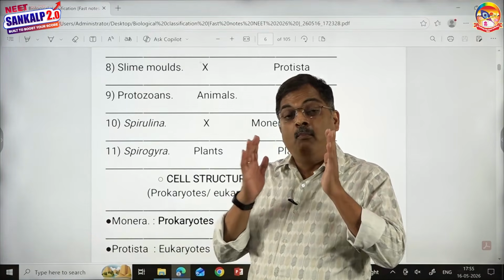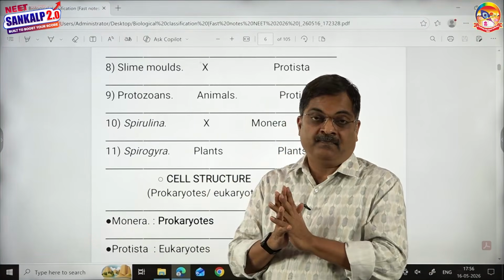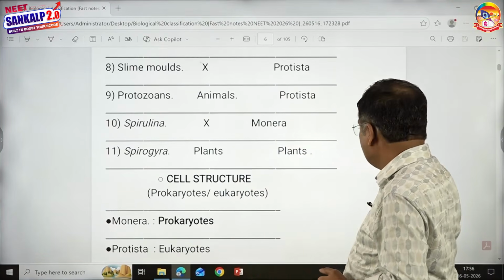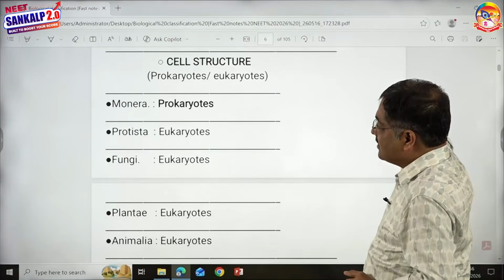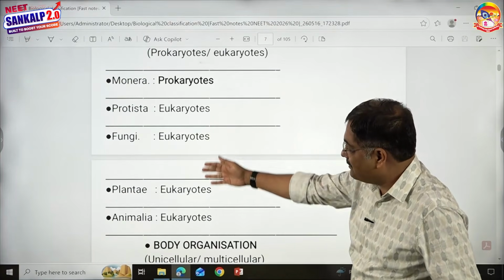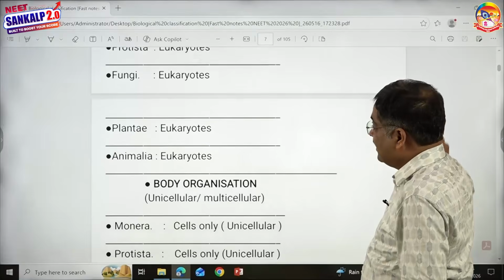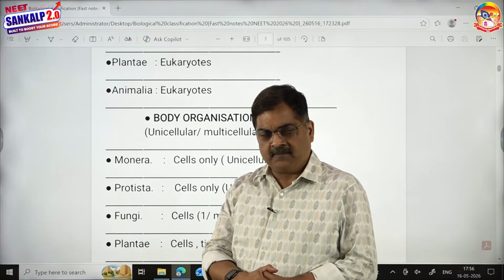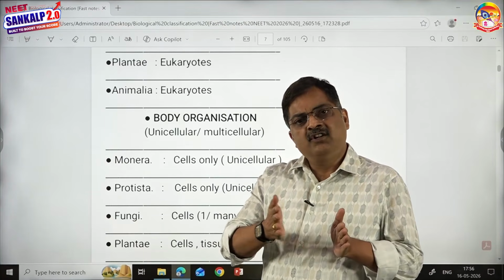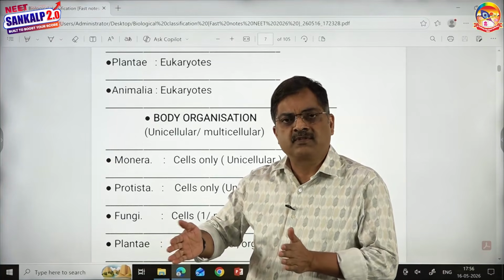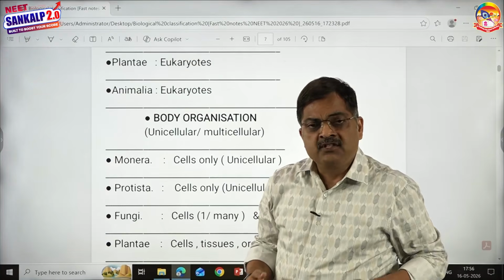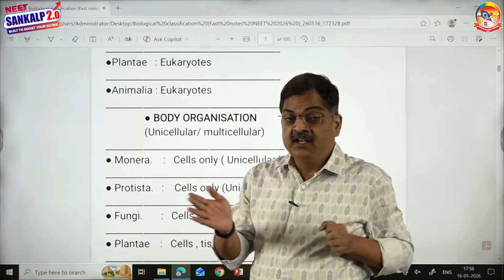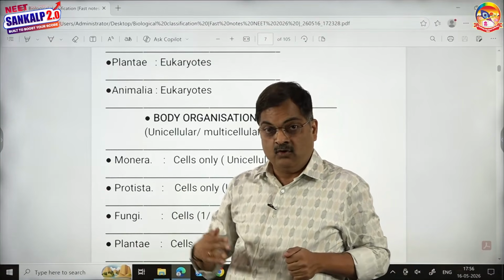Very important: monerans are prokaryotes, and the remaining all, Protista, fungi, plants and animals, are eukaryotes. The same thing I have written here. Then comes body organization. You're going to ask me, what is body organization? It means cells, tissues, organs, organ systems. This is the organization, isn't it? So cells are seen in all 5 kingdoms. Tissues started from fungi, loose tissue organization.